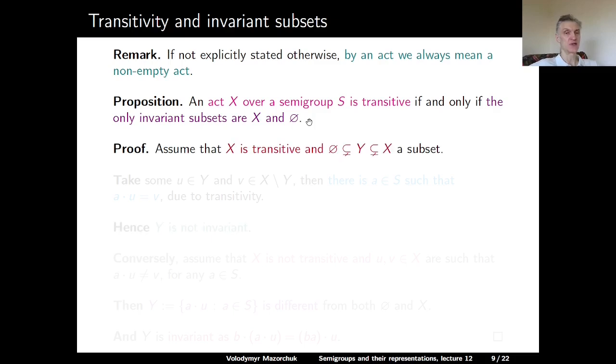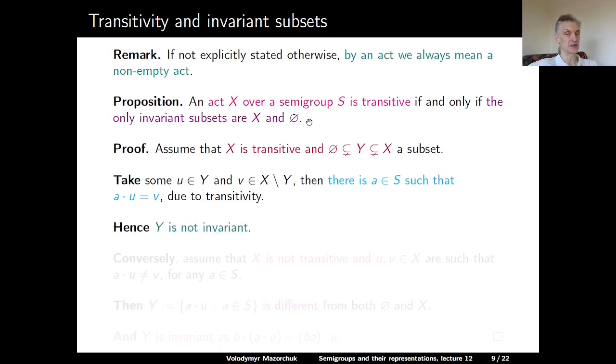Proof: assume that X is transitive and that Y is a non-empty proper subset of X. Take some element u in Y and some element v in X minus Y. Then, due to transitivity, there is an element a in S such that a(u) is equal to v. But then Y cannot be invariant. So any proper non-empty subset is not invariant. So that proves one direction of the proposition.